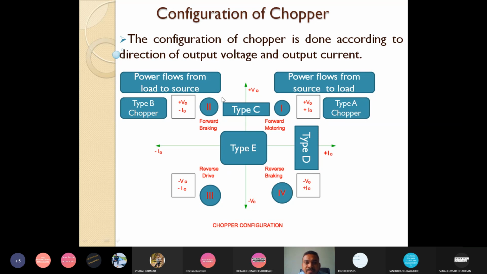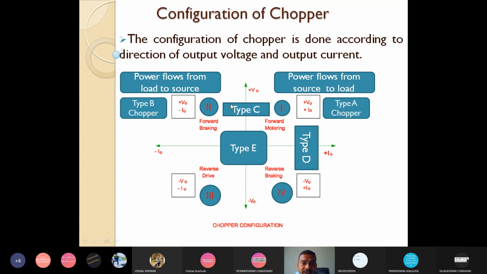Okay, so this is the type C chopper. Now next is the type D chopper. Here is the type D chopper. In type D chopper, what happens? The output current remains positive.